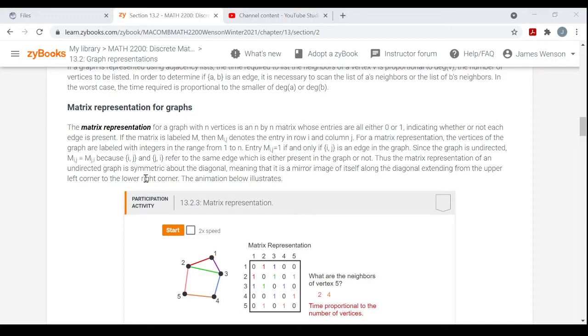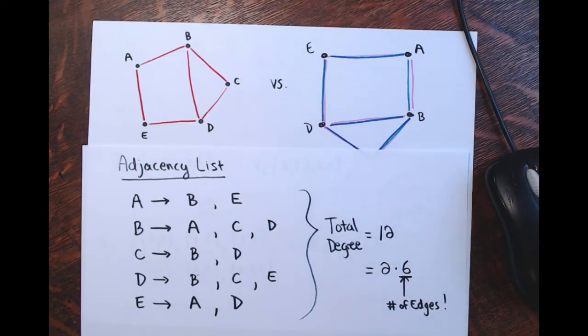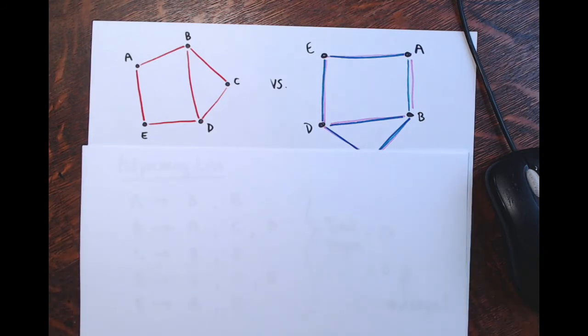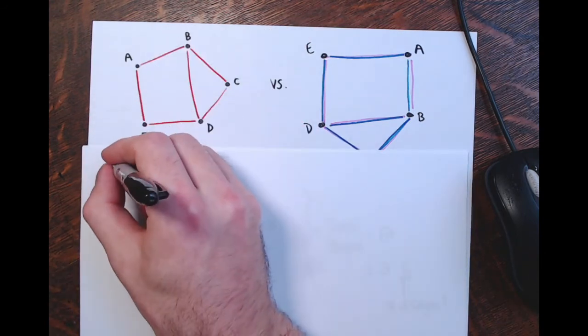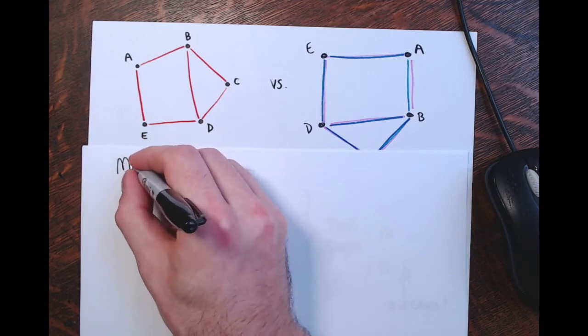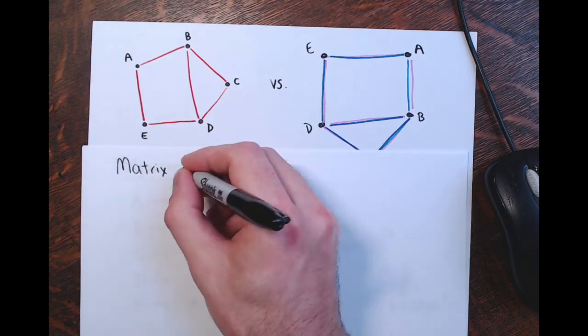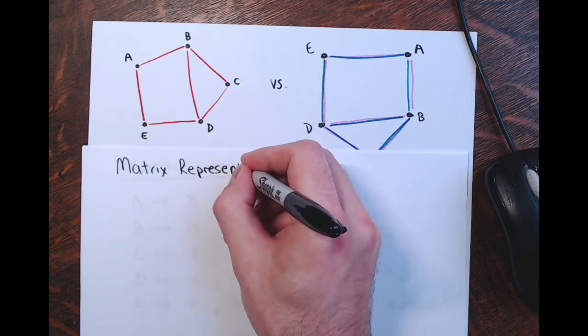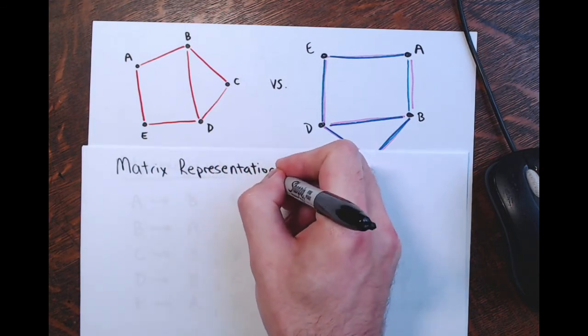All right, so they give us an example here. I'll just go back to my paper. Now again, they're labeling them 1, 2, 3, 4, and 5 now, but I could leave it as A, B, C, D if I want. So here's the matrix representation for this same graph.